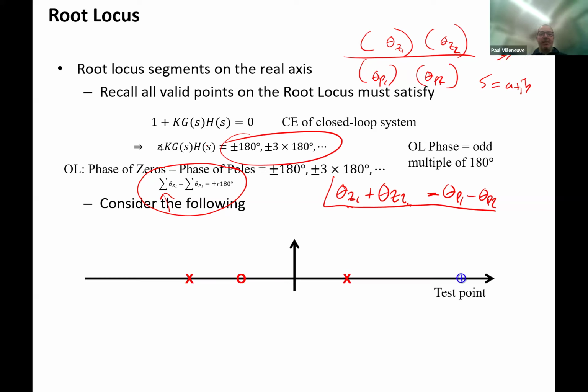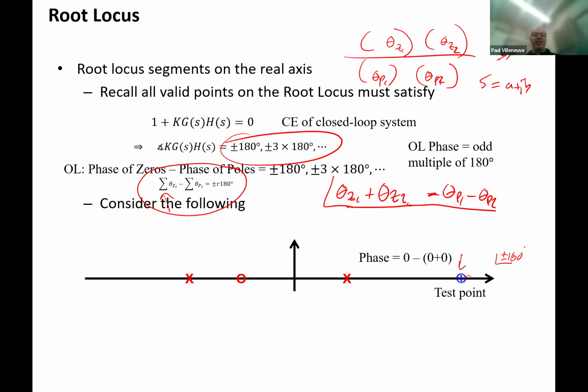So now let's take a look at some test points. Let's do a test point. Do you think that we have all the way out over here, that that's actually going to be a root locus point? We're just picking a test point. Maybe. What do we have to know? We know that the angle here has to be plus or minus 180 for it to be a valid test point that actually lives on the root locus. So let's check it.